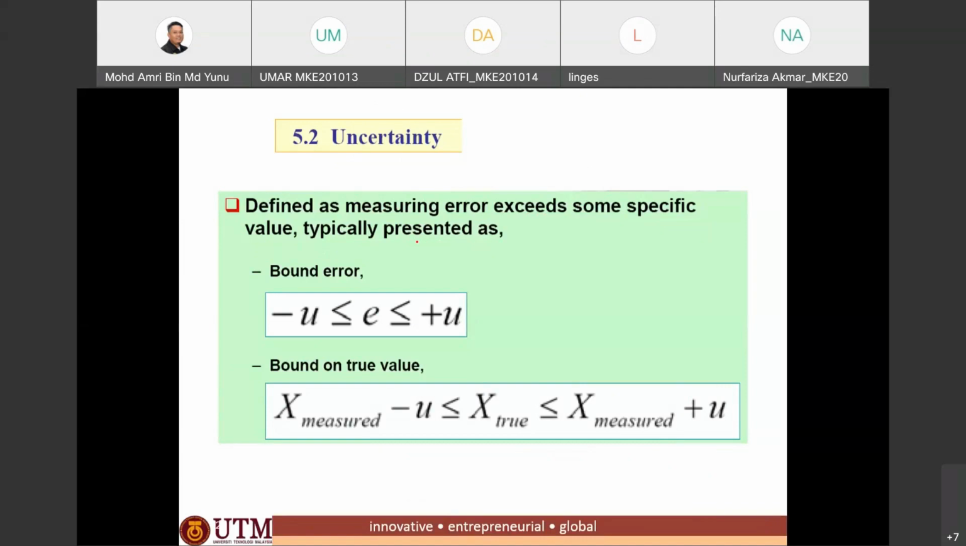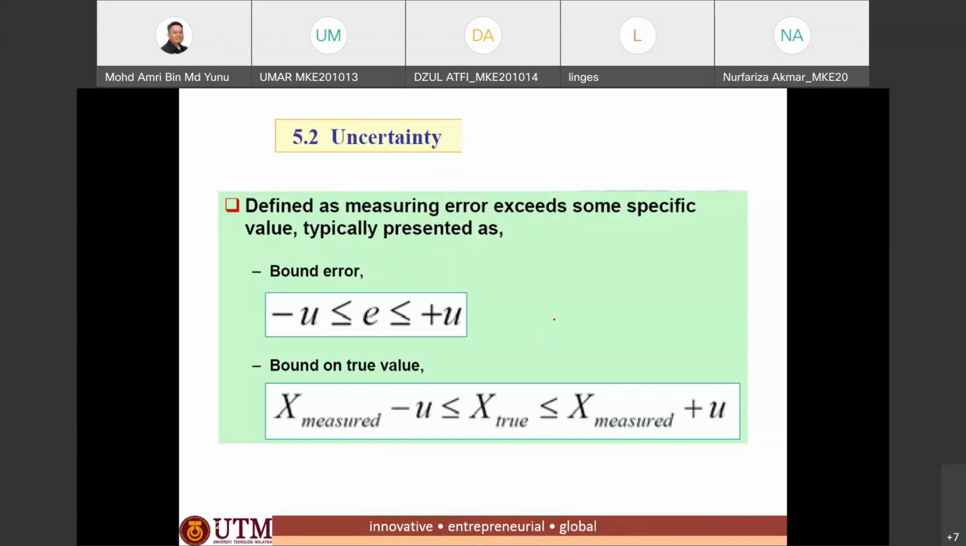So it is like a bound of error. It's a limit of the measurement. It's not the error itself, but uncertainty basically tells us the bound of error, okay, or bound on the true value, which tells us the limit of the true value based on the measured value minus the bound.